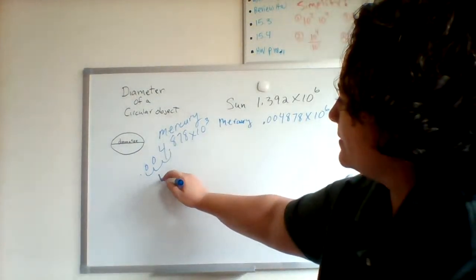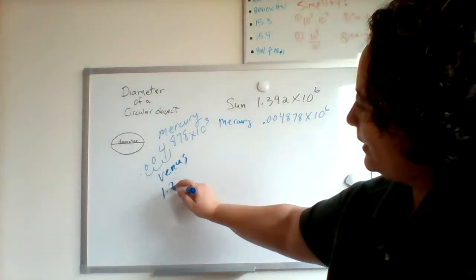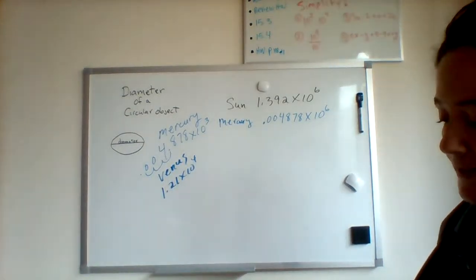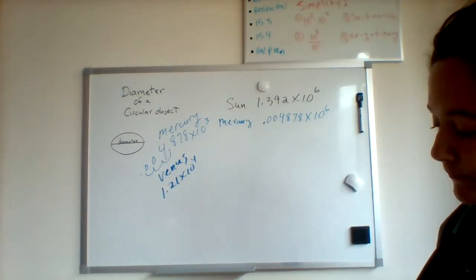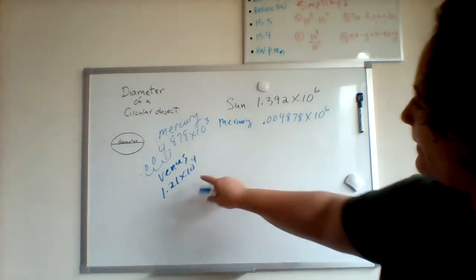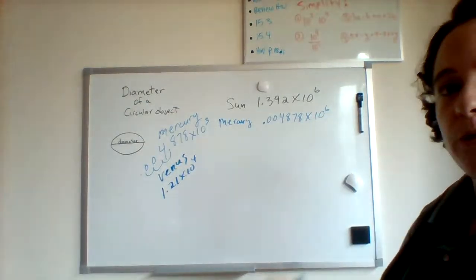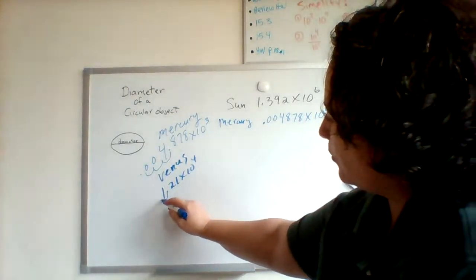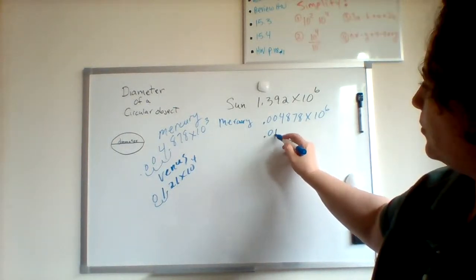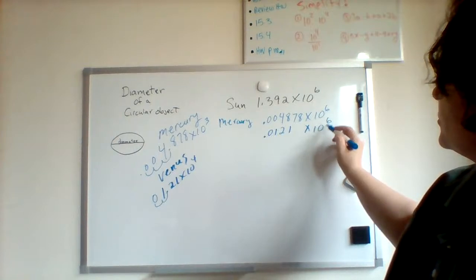Okay, next is Venus. 1.21 times 10 to the 4th power. Makes sense that its diameter is a little bit bigger, right? Well, I should say a lot bigger. We want to make this one to the power of 6 also. From 4 to 6, we're only missing 2 spots. So we're going to go 1, 2. That is 0.0121 times 10 to the 6th.